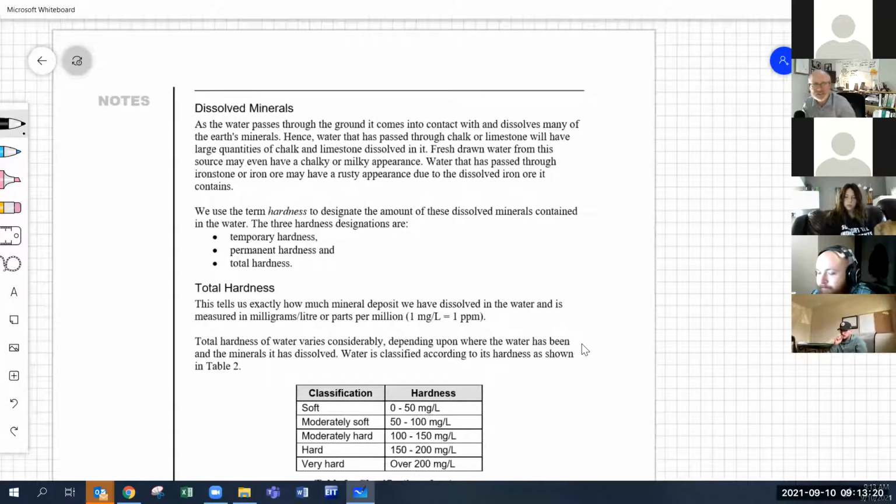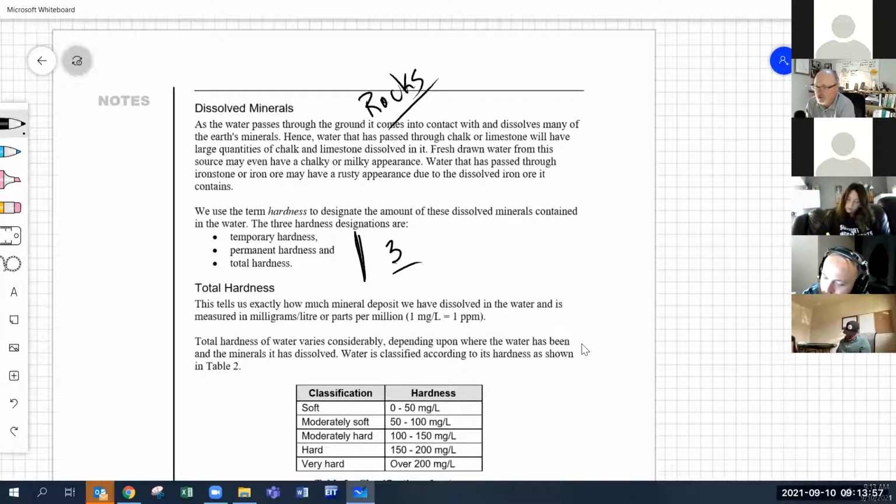Okay. So these dissolved minerals, as the water passes through the ground on rocks, etc. So this one says water that has passed through chalk or limestone will have large quantities of chalk and limestone in it, right? Water that passes through iron or ironstone may have rusty appearances. So we use the term hardness to designate how much of these dissolved minerals it contains. And there's 3 designations. So here's the 3: temporary hardness, permanent hardness, and total hardness.